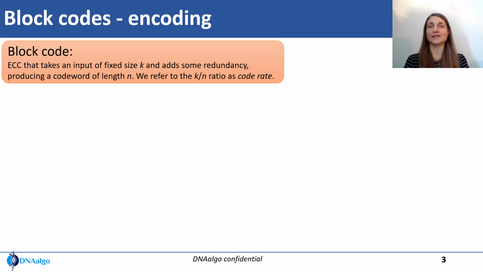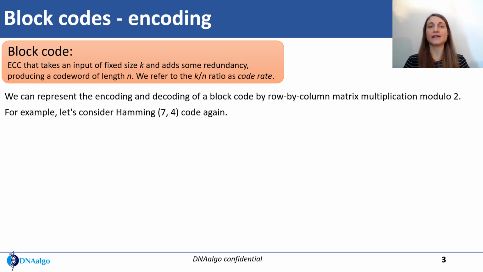A block code is an error correction code that takes an input of fixed size k, adds some redundancy, and produces a code word of length n. The ratio k over n is called code rate. Block codes are very interesting from the mathematical point of view, especially because we can represent encoding and decoding through matrix multiplication. We can take, again, the Hamming 7,4 code as an example.